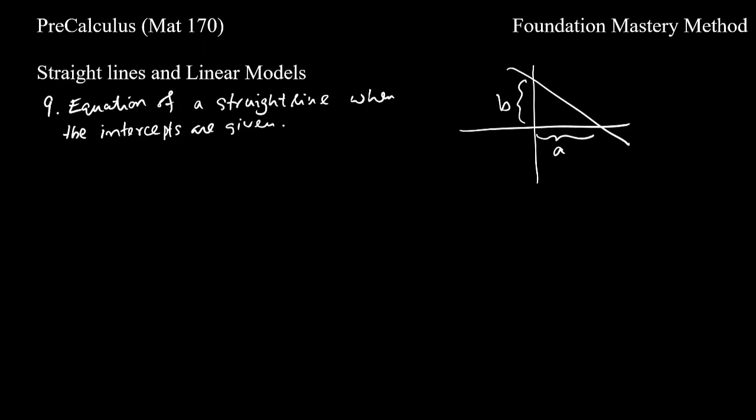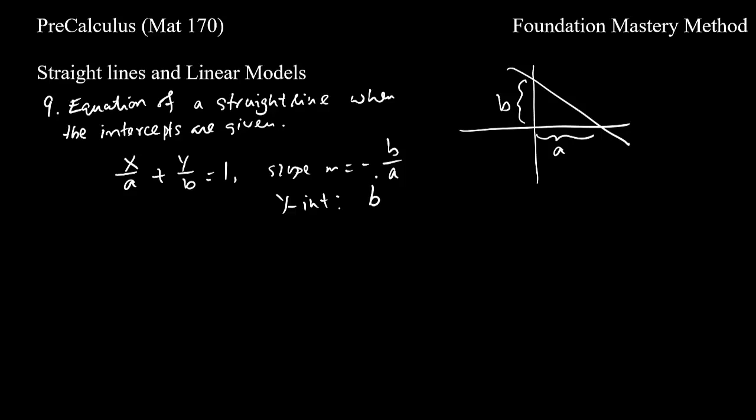Okay, so in this section, we'll be talking about further concepts on straight lines and linear models. Suppose we are given a straight line where the intercepts are known. The x-intercept is a and the y-intercept is b. Then you can write the equation like this: x over a plus y over b equals 1. And here your slope m is minus b over a, and the y-intercept will be b.